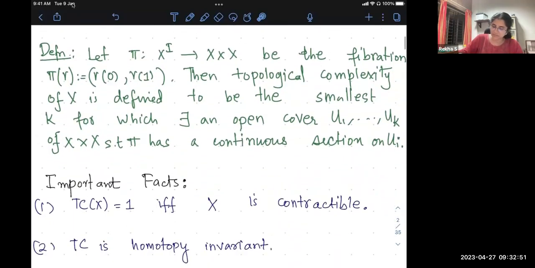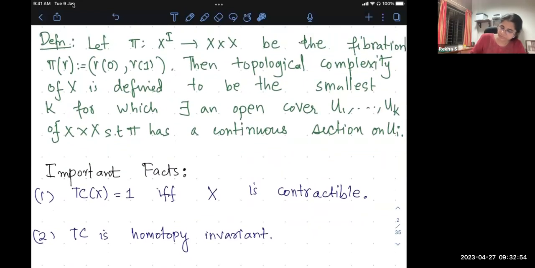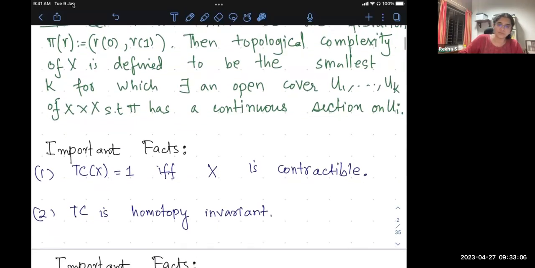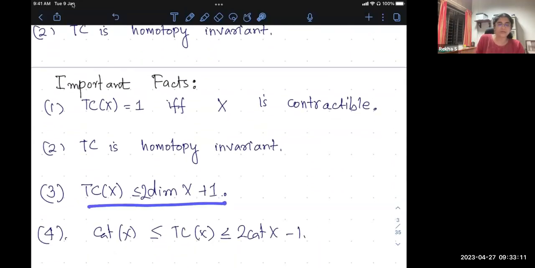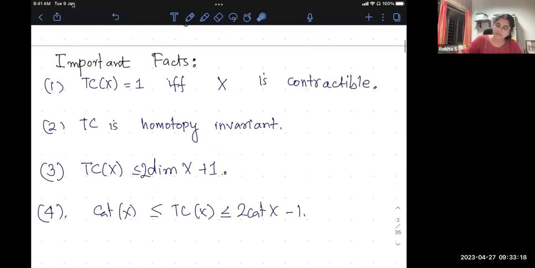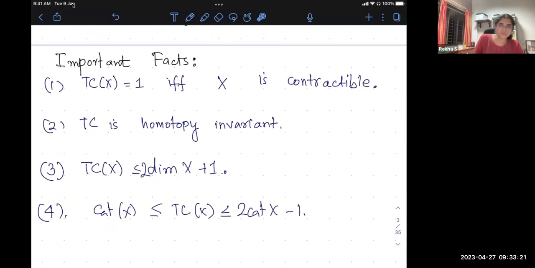Now, there are some immediate facts that were all proved by Farber. As I just said already, the topological complexity of a space is 1 if and only if X is contractible. TC is homotopy invariant. It's always bounded by 2 times the dimension of X plus 1. The part that we are interested in for this talk is the fact that TC of a space can be bounded by cat of X minus 1 on top and cat of X on the bottom.